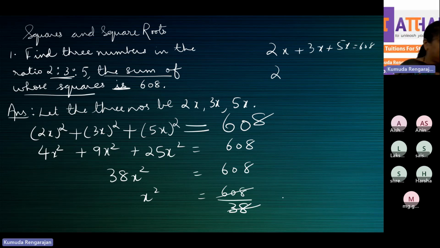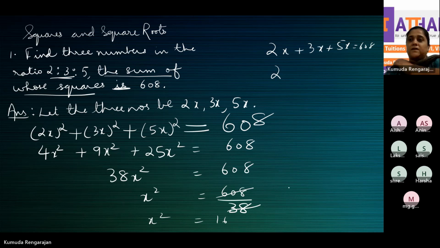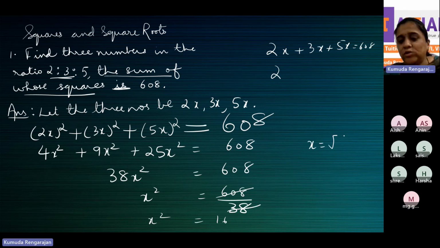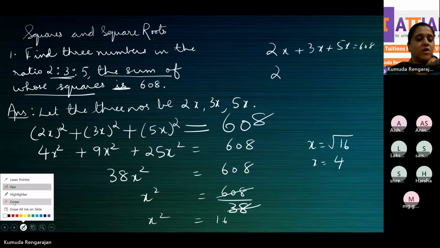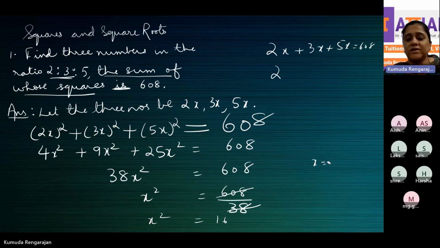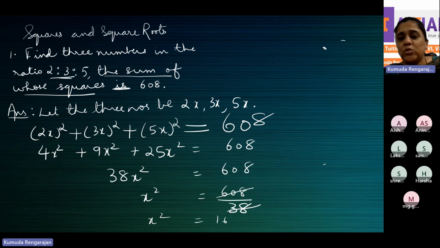16. Okay, 608 divided by 38 is 16. Very good. x square is equal to 16. So what's the value of x? 4. x is equal to the square root of 16, which is 4. So now find the numbers. You got x is 4, so find 2x, 3x and 5x.